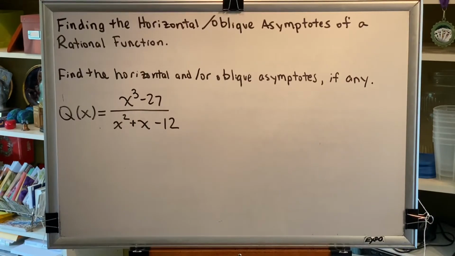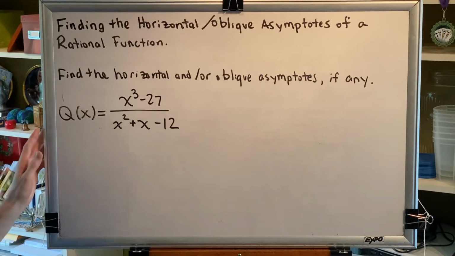The topic of this video is finding the horizontal and oblique asymptotes of a rational function. Let's look at a problem. Find the horizontal and/or oblique asymptotes, if any, of Q of x equals x cubed minus 27 divided by the trinomial x squared plus x minus 12.